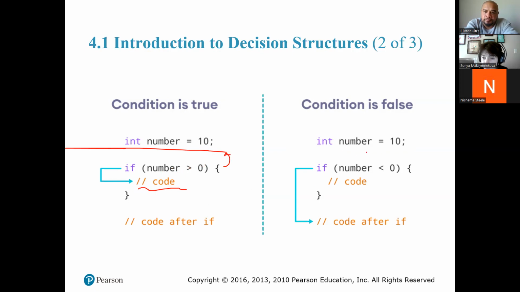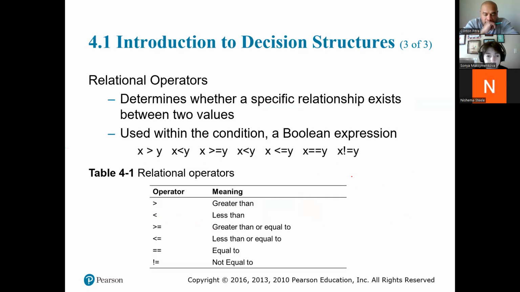However, on the second half, we have the condition number less than 0. Your computer will look at it and ask, where's the number? Number equals 10. 10 is not less than 0, so this condition is false, and your computer will just skip the whole thing that's inside of it and continue with the code after. So if the condition is true, perform whatever is inside of that condition. If the condition is false, just skip that condition as a whole.